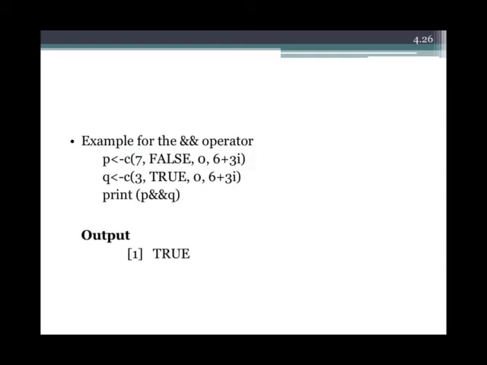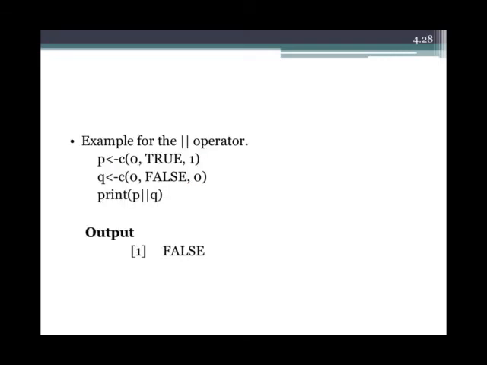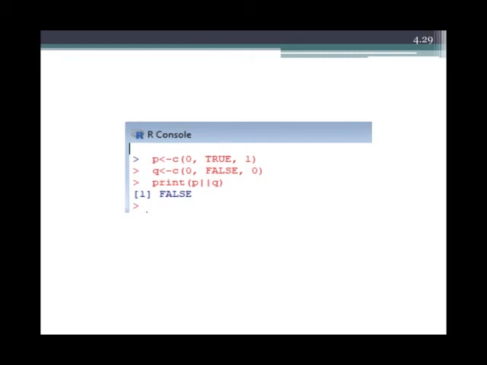Then we go to the second set of logical operators, which are the two ampersands. The two ampersands will consider only the first value in those two vectors. So only the 7 and 3 are compared, and the output is true. The output from the R console is shown on your screen. And you take the OR operator, it again compares the first value from each of the two vectors. So the output is 0, 0, which becomes false. Output from the R environment is shown now.